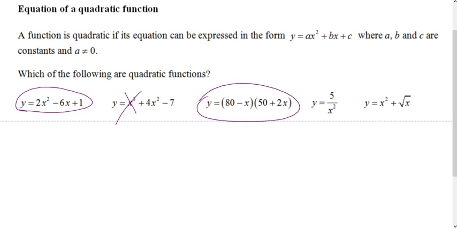Okay, this has an x squared. Is it quadratic? No. Why not? It's on the bottom, right? It's actually called a rational function. And this has an x squared, but it's not quadratic because you got the root x, okay? So we can have an x squared term, we can have an x term, we can have no x term. We can have a constant term or no constant term, but we can't have a root x.